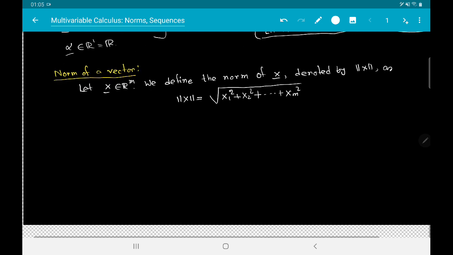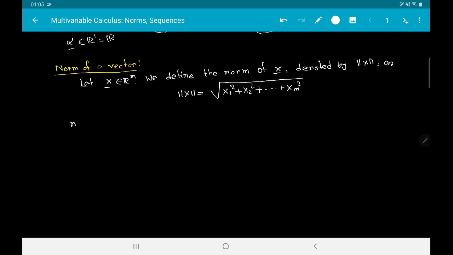So let us look at some special cases. When m is equal to 1, what do we get? The norm of x. Let me emphasize here that when we talk about the norm of a vector, as I have mentioned, this is somehow related to the distance between two vectors, or as you will realize, this is the distance of x from the origin. We will always take the positive square root.